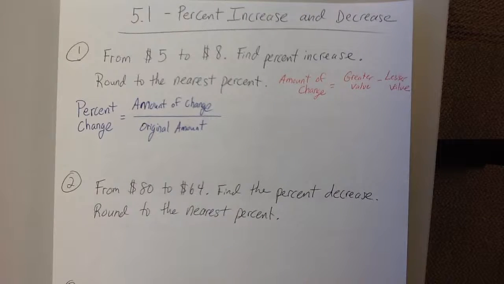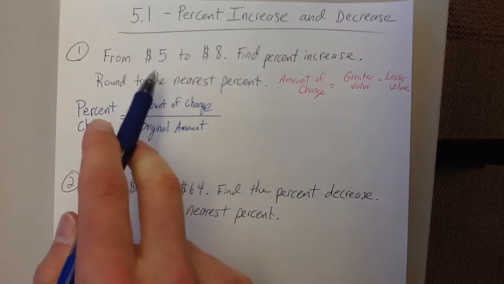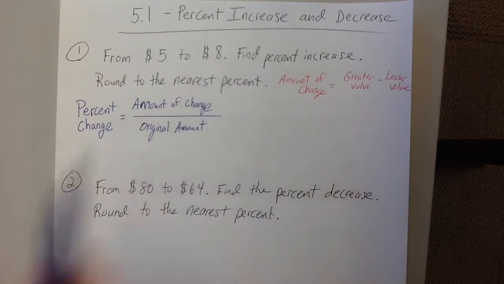Okay, 7th grade lesson 5.1, we're talking about percent increase and decrease. So I'm going to do 3 examples in this video. Number 1, I want the percent increase from $5 to $8. Find the percent increase, round to the nearest percent.